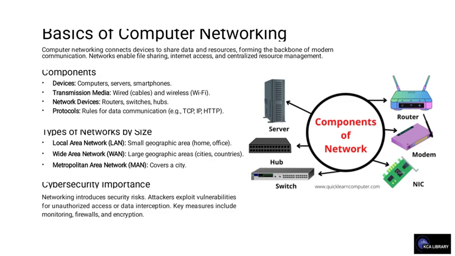And types of network by size. We have types of network by size, and these can be local area network and wide area network. We also have the metropolitan area network. We look at the LAN and WAN briefly in the coming slides. The metropolitan area network actually covers a city. The wide area network covers a large geographical area like cities and countries, and the local area network covers small geographical areas like homes and offices.